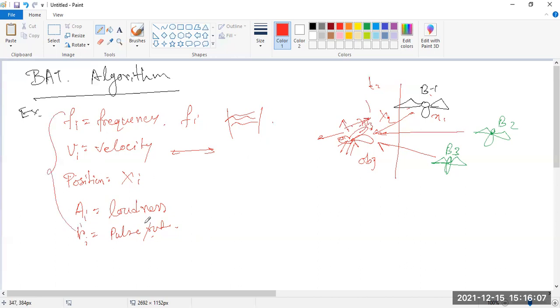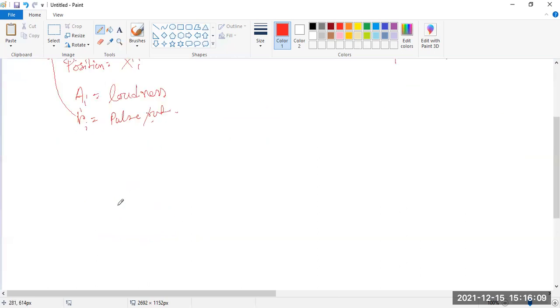So we can select a random value for this. Say for bat one, this is your bat one. This is the first time frequency. You have to give some frequency, then you have to give some velocity, and you have to give some position.